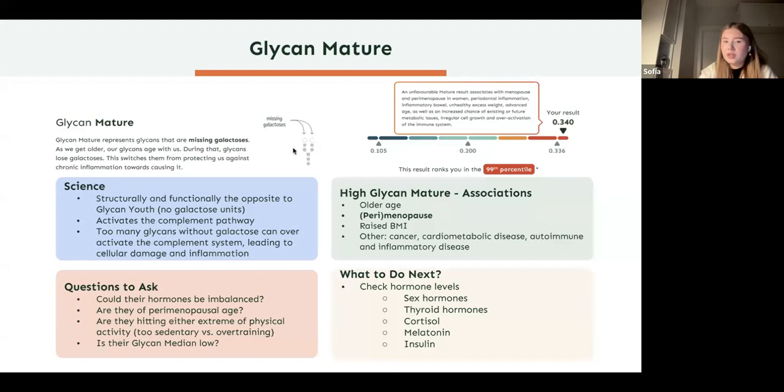So as you can see, it is structurally and functionally opposite to glycan youth. It doesn't have any galactose units, and if you remember, glycan youth has two galactose units at the top. So it also activates the complement pathway, and too many glycans without galactose can overactivate our complement system. And as we spoke about when discussing glycan youth, it will lead to cellular damage and inflammation.